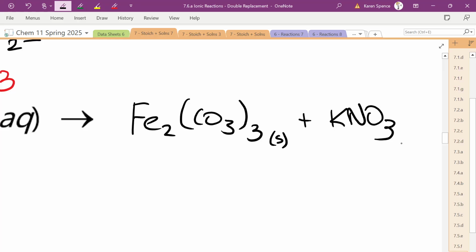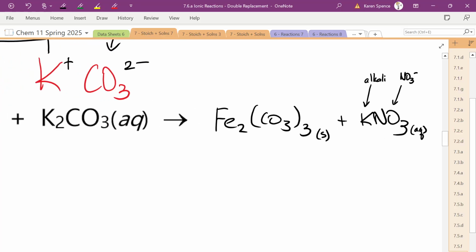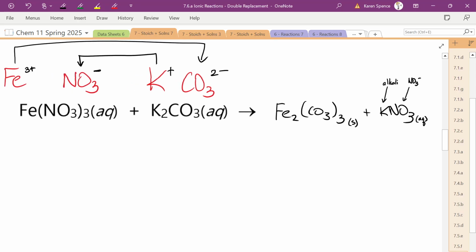KNO3, well, it's got both an alkali, and all alkali salts are soluble. It also has NO3 minus, and all nitrate salts are soluble, so that one absolutely has to be aqueous. What do we call this way of writing the equation? Formula. This is called the formula equation, okay?